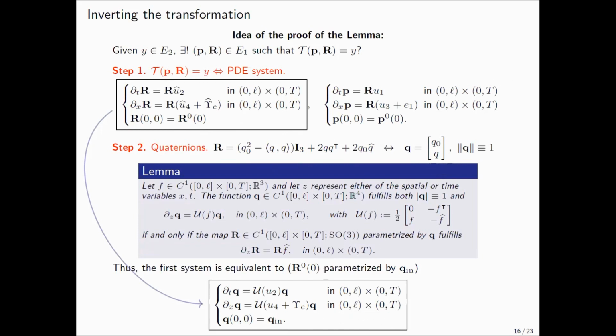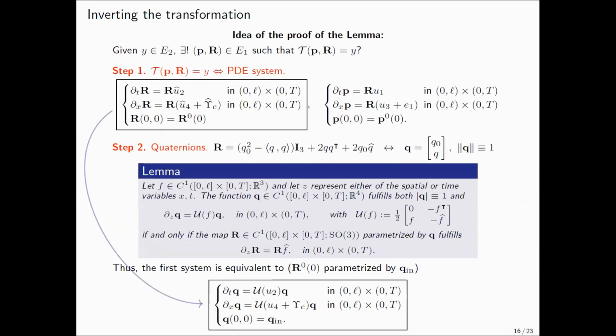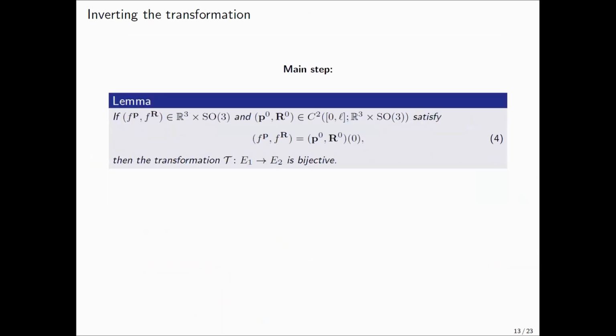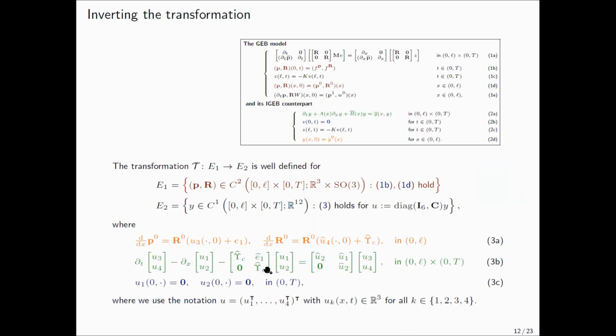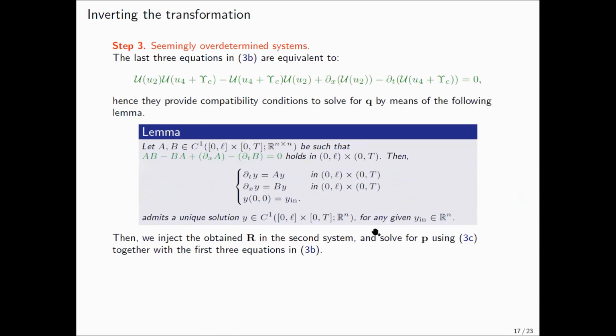So now we have a system where the unknown has values in R4, but still, for the two systems for P and for R, it looks like there are too many equations compared to the number of unknowns. Because here we have 6 equations but only 3 unknowns, and here 8 equations but only 4 unknowns. But we have not used yet the green conditions, which appear in the definition of P2. And these green conditions in fact give compatibility conditions, which will help to solve these systems.